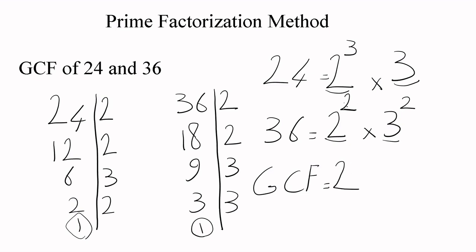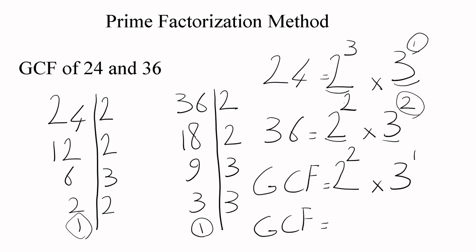Here, the power of 2 is 2, and here the power of 2 is 3. So, which one is the smallest one? Of course, 2. And for 3, I have 2 here, and I have 1 here. Which one is the smallest one? Of course, 1. So, GCF is equal to 2 to the power of 2, which is 4, times 3. The answer will be 12. As you can see, this method is much easier.